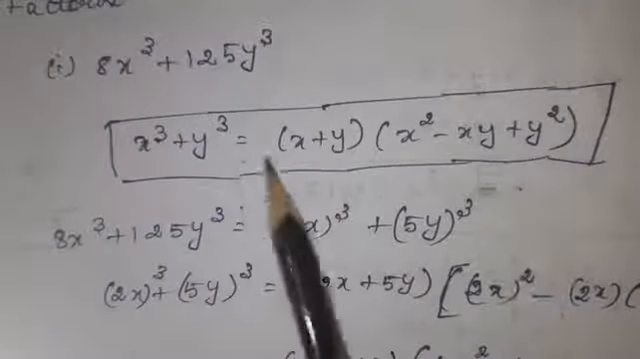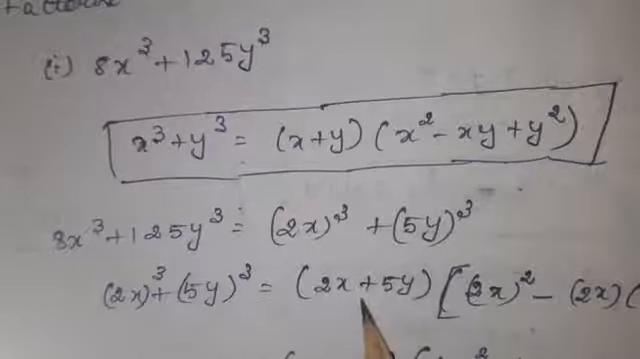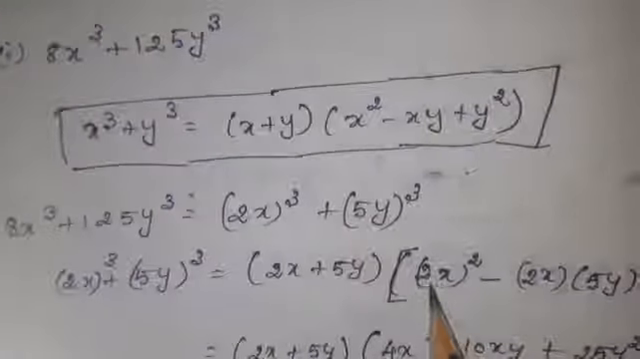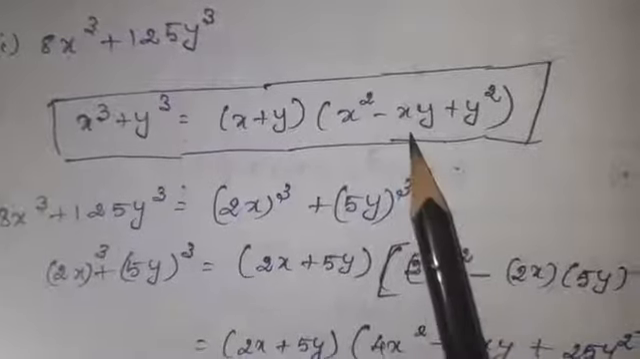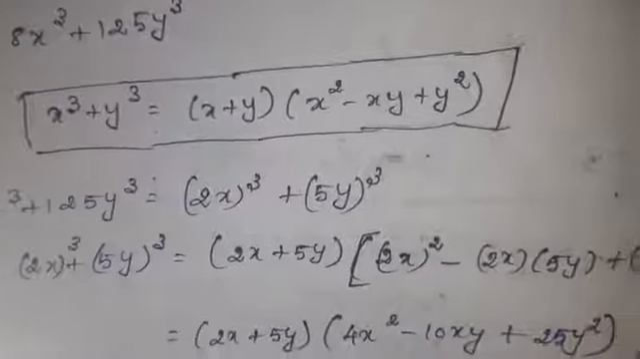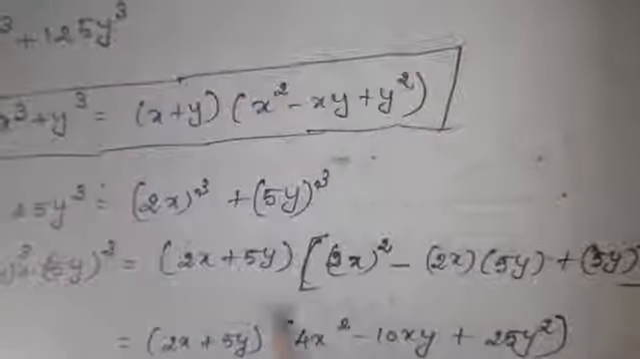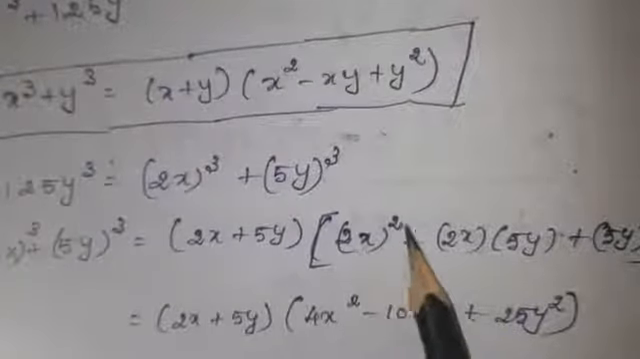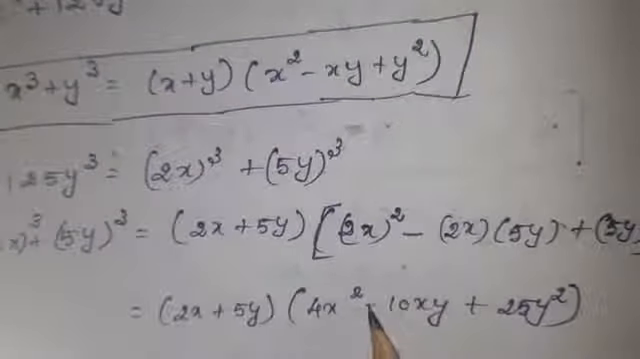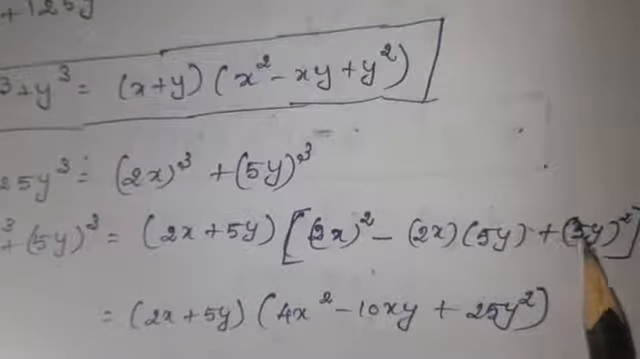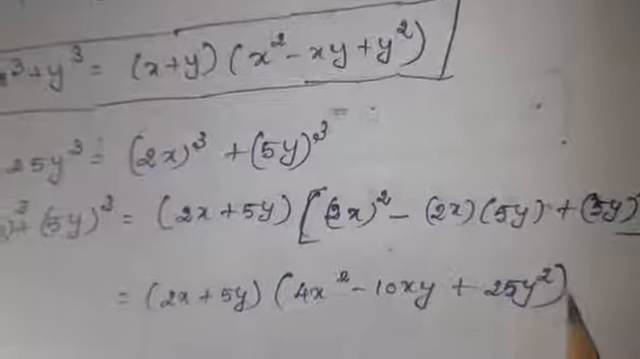So in the formula I am substituting: x plus y is 2x plus 5y into x square, so x value is 2x the whole square, minus xy is 2x into the y value 5y, plus y square, the y value 5y the whole square. Expand this one. This can be written as 2x plus 5y into 2x the whole square, which is 4x square, minus 2 into 5 is 10xy, plus 5y the whole square, which is 25y square.